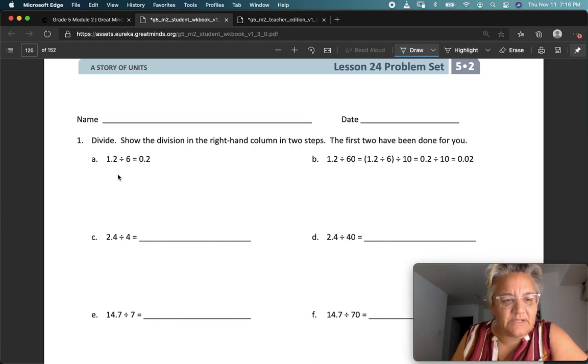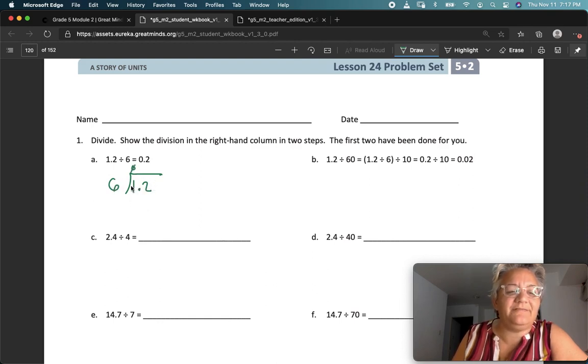Okay, so here is 1 2/10 divided by 6. 6 doesn't go into 1, so that would be 0 ones. 6 will go into 12/10, and it will go into 12/10 2 times. Okay? So actually I can put that 0 in there. 2 times 6 is 12. And my remainder is 0. Okay?